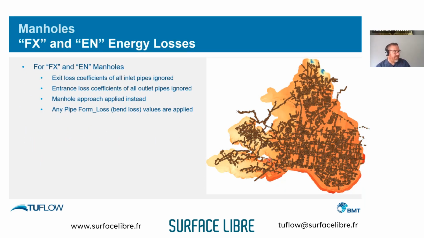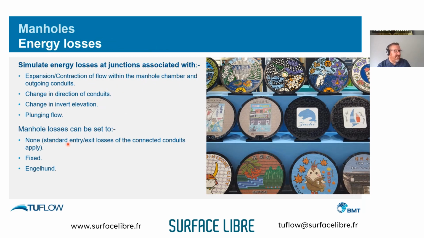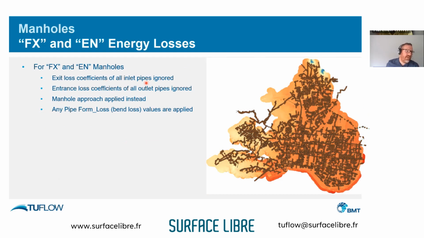So if we specify none, we just use standard entry and exit losses of the connected culvert. So this would be exactly the same approach to inlet and outlet losses if you had a culvert in an open channel, for instance. So if we specify none, that's what's going on. If we specify fixed or Engelund, then we don't use the inlet and outlet loss approaches. We specify that manhole energy losses or loss approach.